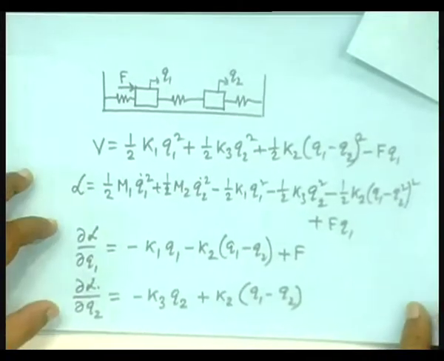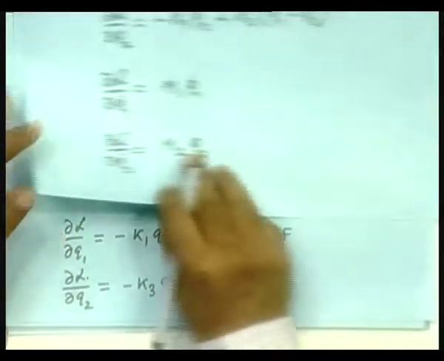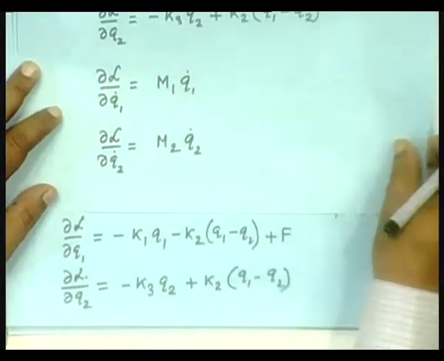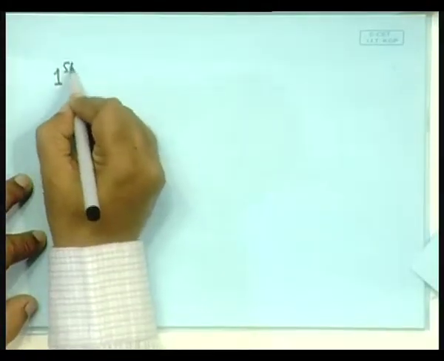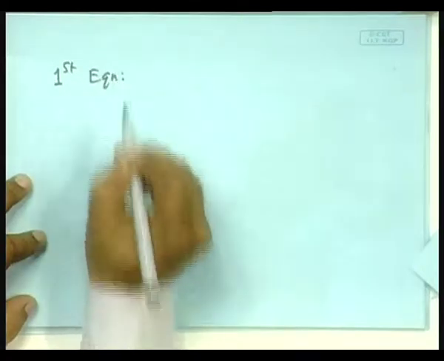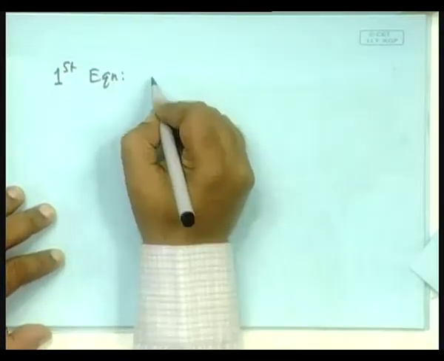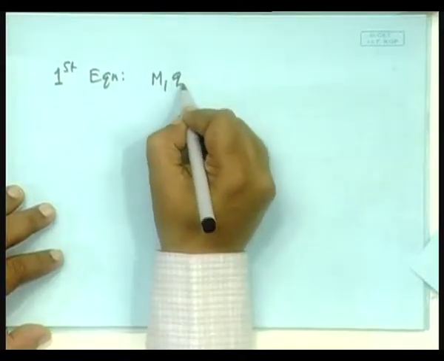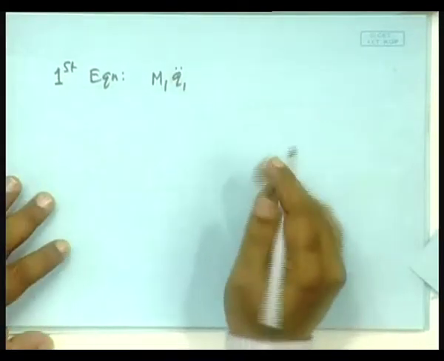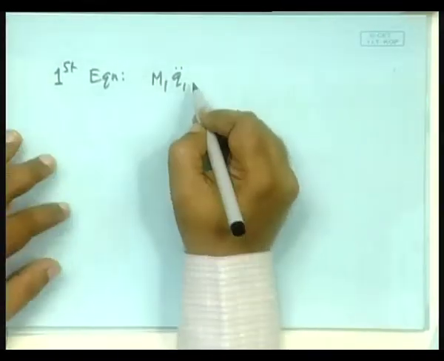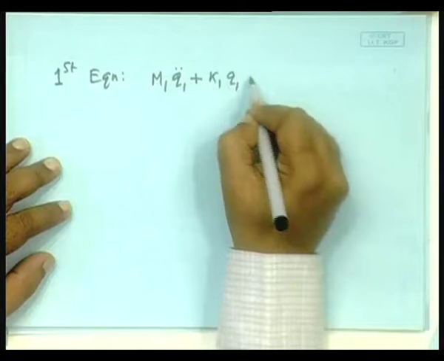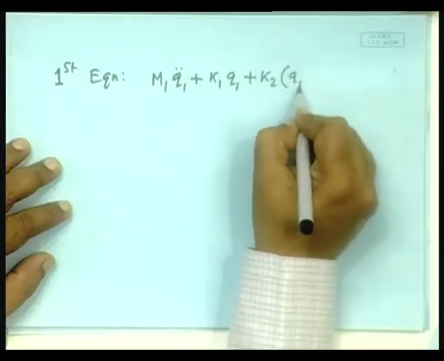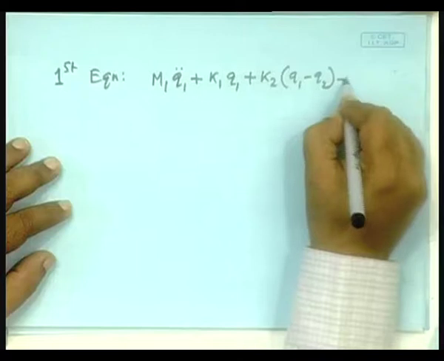Now, you write the first differential equation. These two remain the same as earlier. So when we write the differential equations, it will be m1 q1 double dot as usual, but then this one has to be written. It will be plus k1 q1 plus k2 (q1 minus q2) minus F equal to 0.